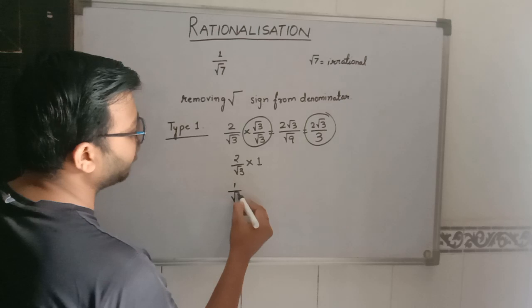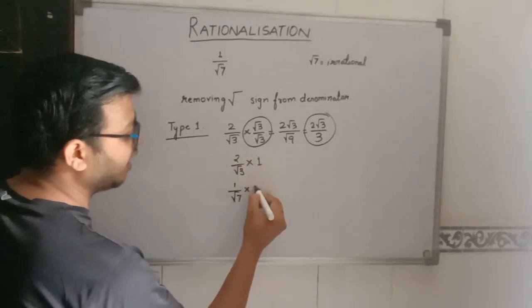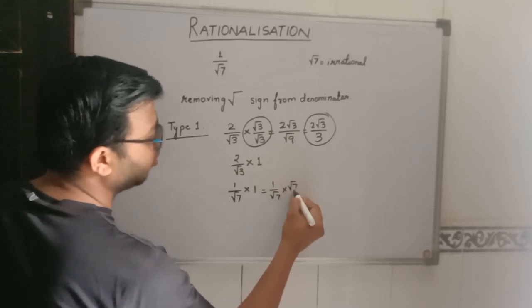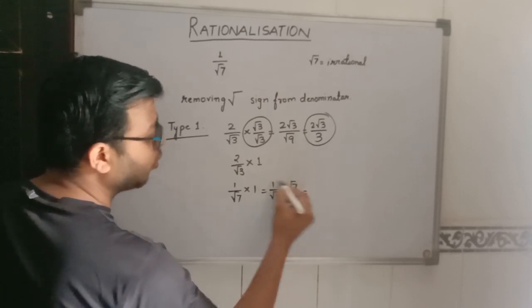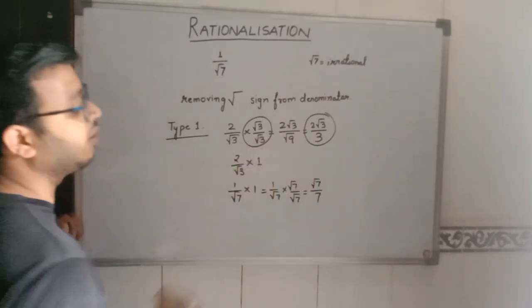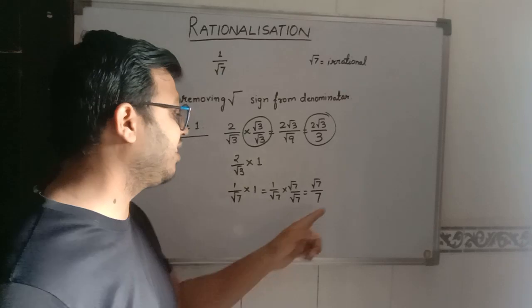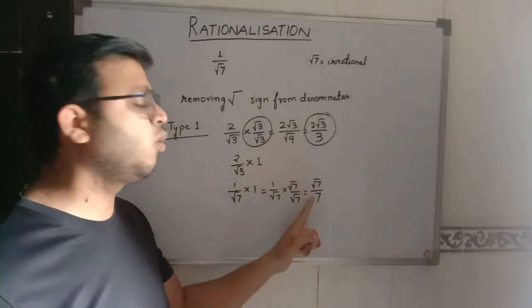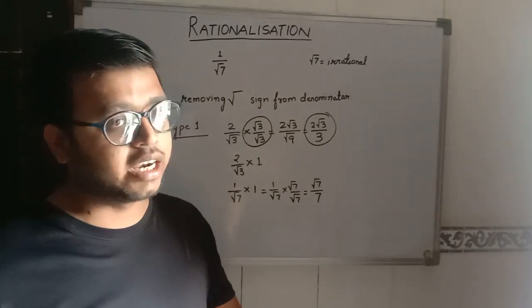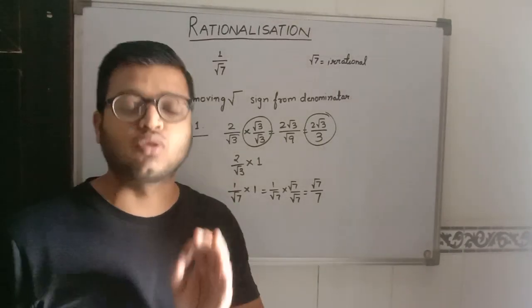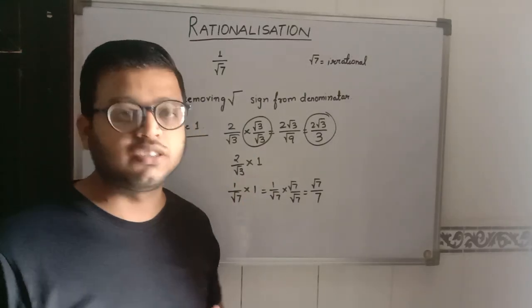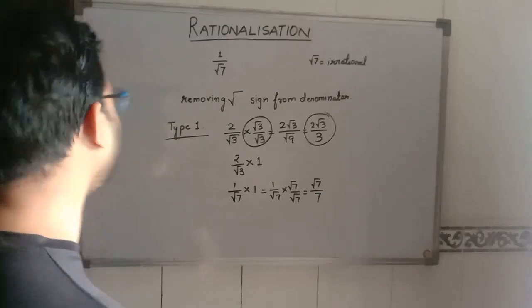Suppose we have to rationalize 1 upon root 7. Then again we multiply by 1, and 1 can be converted into root 7 upon root 7. Now root 7 multiplied by 1 will become root 7 only, and root 7 times root 7 will become 7. So now you can see that the square root sign has been removed from the denominator. This is our target, to remove the square root sign from the denominator. That process is called rationalization. Very important and very interesting topic.